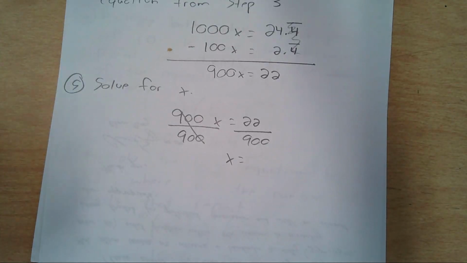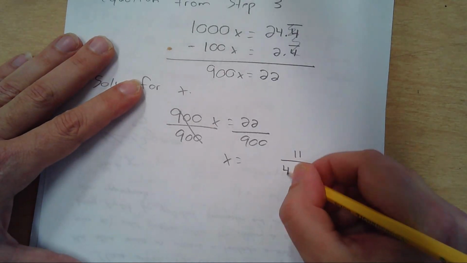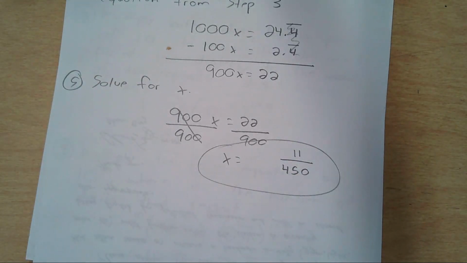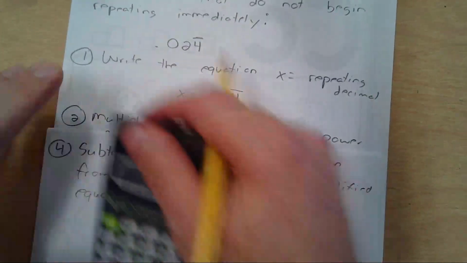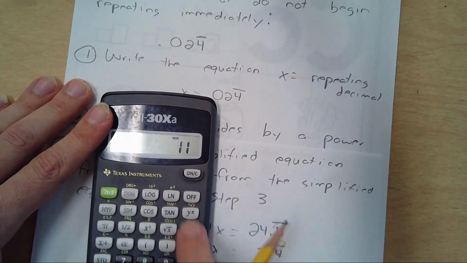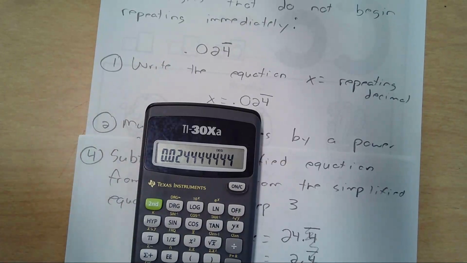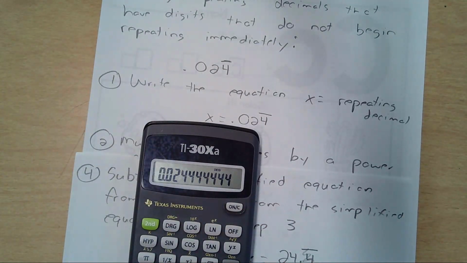That could be simplified. Divide both of them by 2. 22 divided by 2 is 11. 900 divided by 2 is 450. X equals 11 over 450. And if it's truly right, I should get that. 11 divided by 450. And there it is, 0.02 with just the 4 repeating. With just the 4 repeating, not the 0 and the 2 though. And the 4 repeats. So it's 11 over 450. Okay?